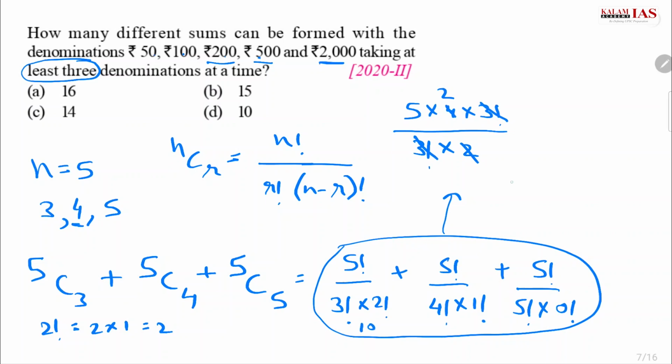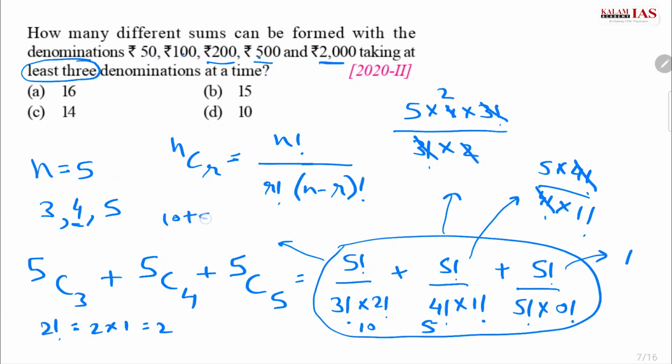Similarly, this will be 5 into 4 factorial divided by 4 factorial into 1. 1 factorial is 1, 4 factorial cancels 4 factorial, this will be 5. And this value will be simply 1 because 5 factorial divided by 5 factorial, and as we saw earlier 0 factorial is 1. So the total will be 10 plus 5 plus 1, which is 16. So the answer will be option A. I hope this is clear.